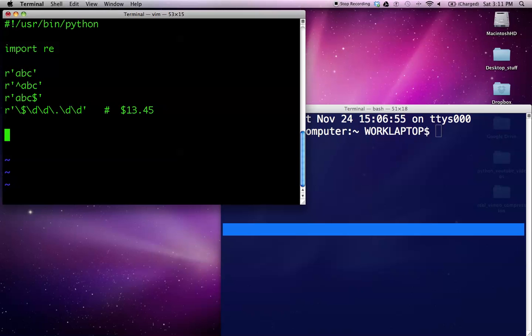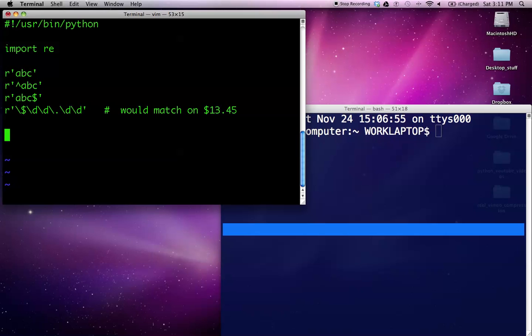Of course, you can see we're backslashing the D because we want to indicate the digit character class. So this regular expression, and this is not regular Python code, right? This is just the string representing the pattern, would match on a dollar amount like 13.45.